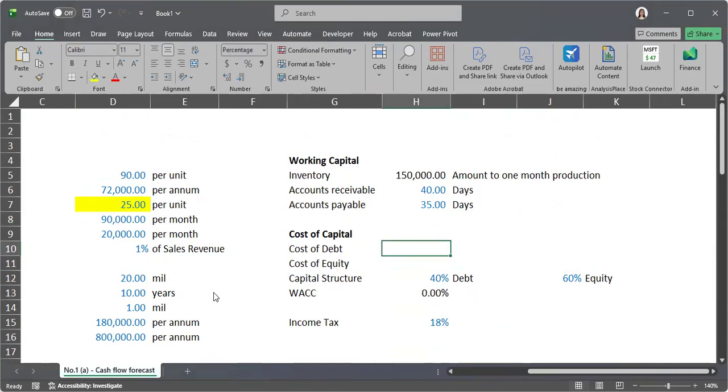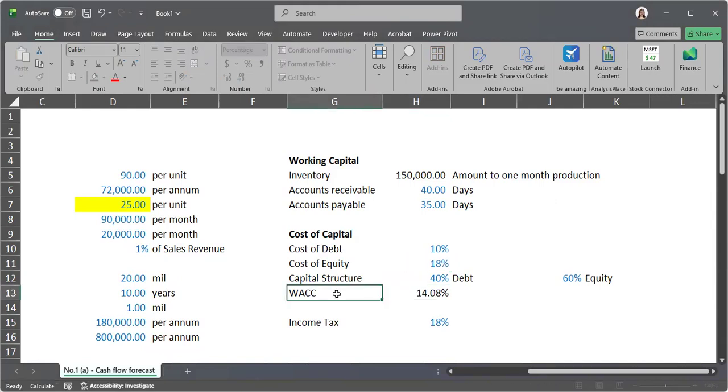Cost of debt. The given cost of debt is 10%. And the given cost of equity is 18%. So we get our weighted average cost of capital, which for this Wise Toys company is 14% per year.